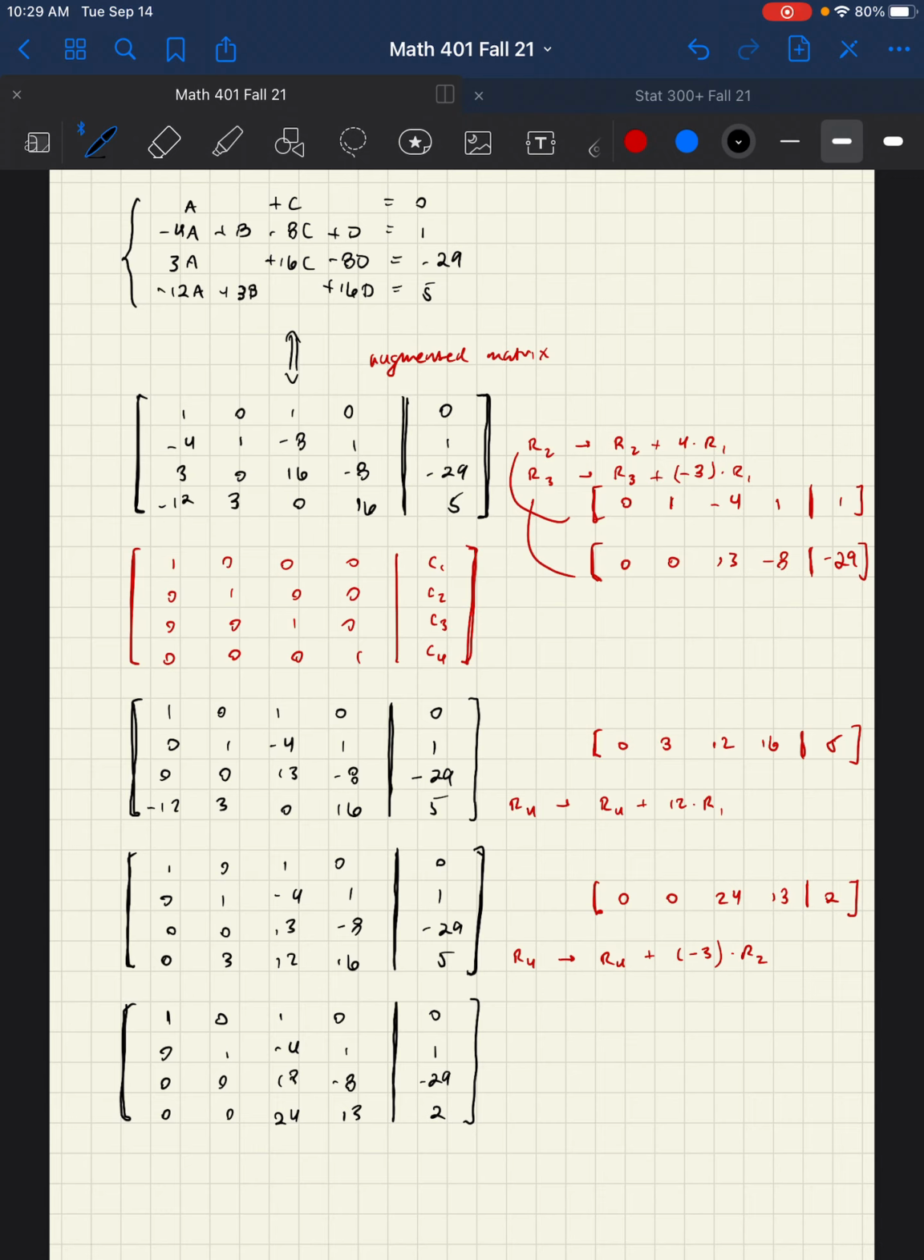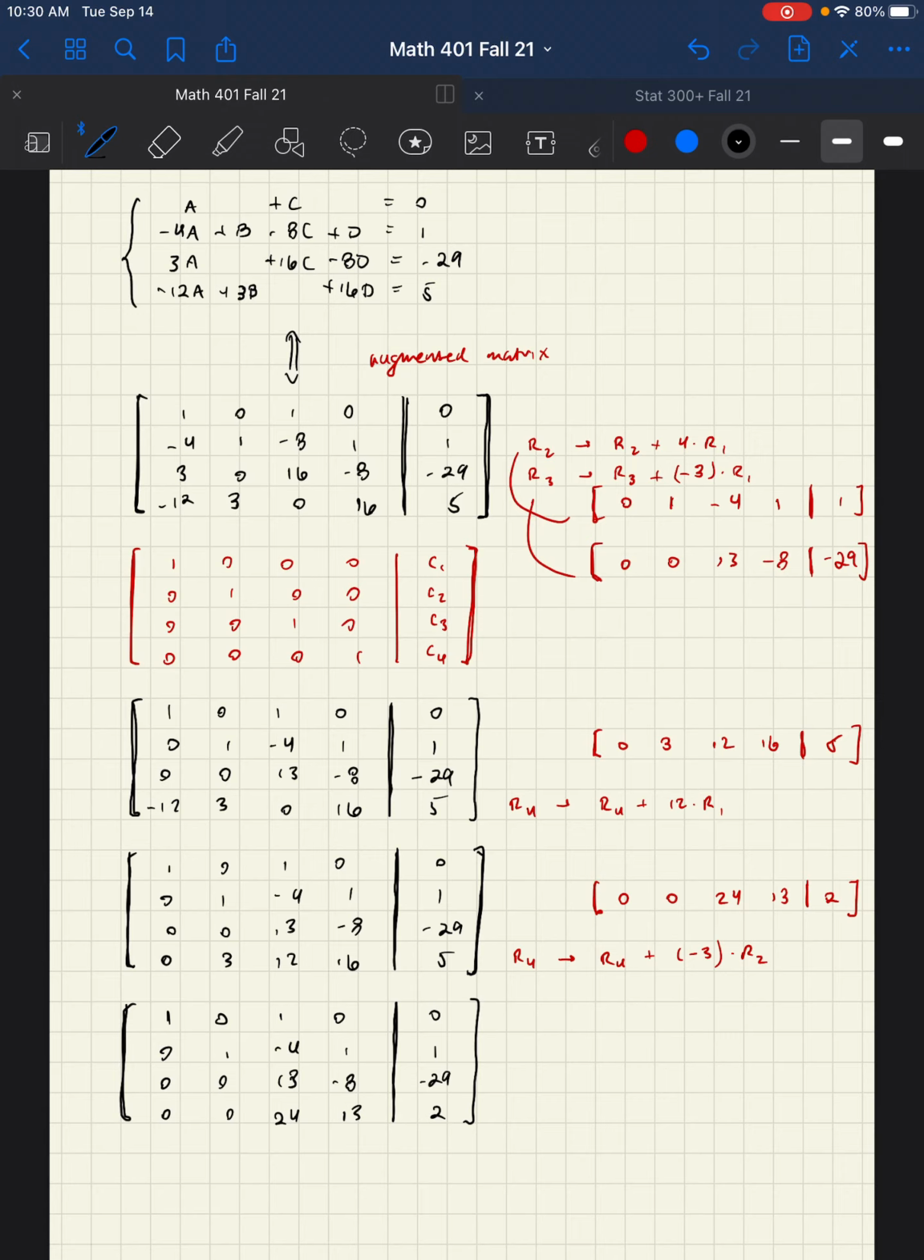Okay, so the numbers are getting a little complicated. That's not a problem. What can we do now? I'm going to go ahead and divide the fourth row by 24. Or actually, I'm going to use the 4. No, let's try to get rid of this 24.